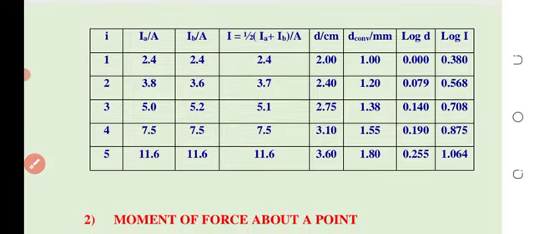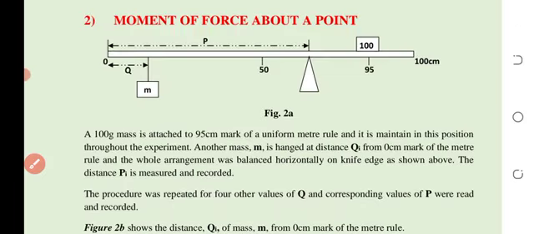Okay, let's consider another example here. This one is talking about a moment of force about a point. You can see the diagram on the screen. A mass of 100 gram is attached to the 95 centimeter mark of the uniform meter rule, and it is maintained in this position throughout the experiment. What does that tell us? That tells us that this mass of 100 gram is a constant in this experiment, and the position of this mass will be maintained throughout the experiment. It means that position can be recorded as one of our constants as well.